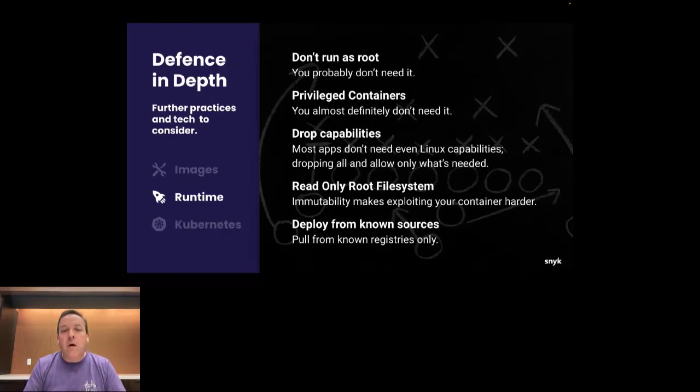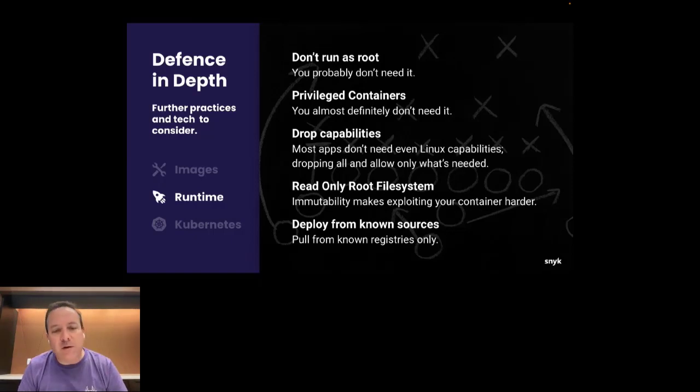So anyway, Linux capabilities, drop them all. If your app doesn't need to be making system calls into the kernel that are generally pretty low level, and most business apps don't, drop them. If you're not sure, you can use tools like Tracee and strace and whatnot and talk to your Linux admins. They can help you out.